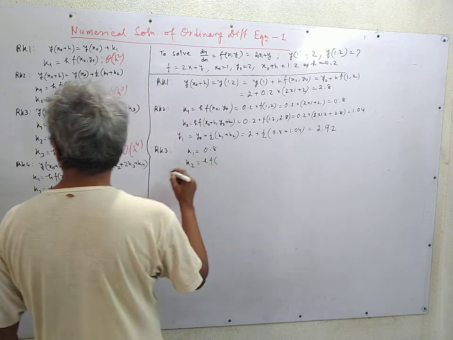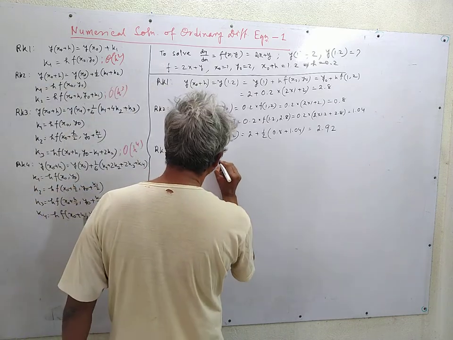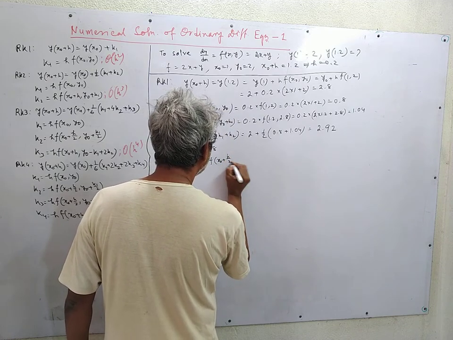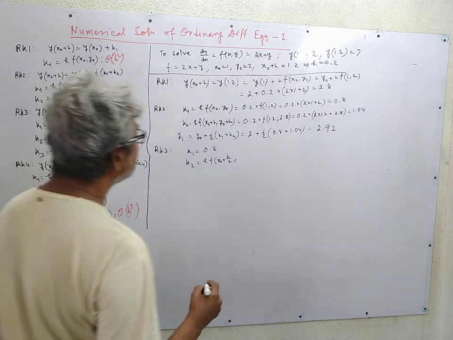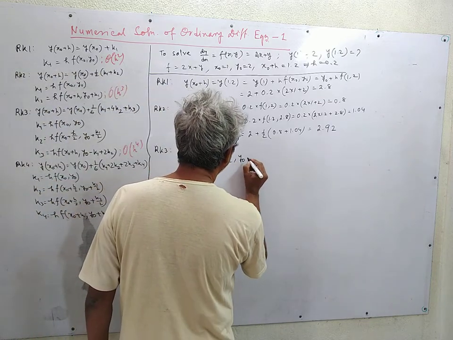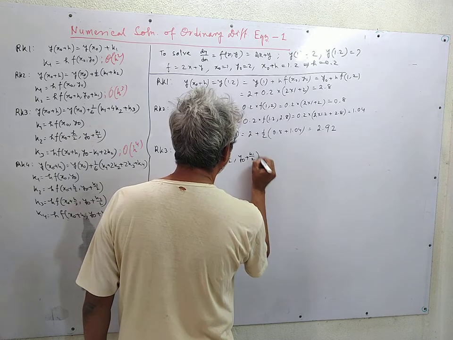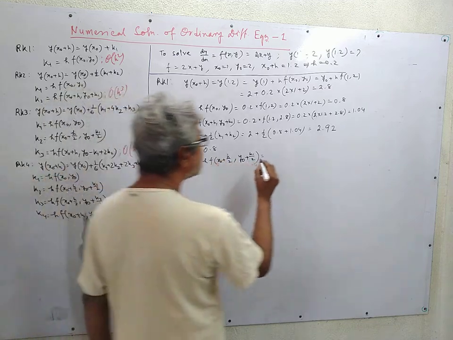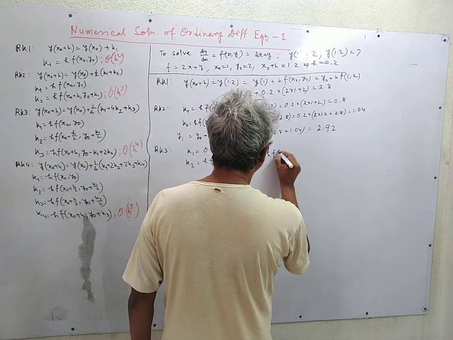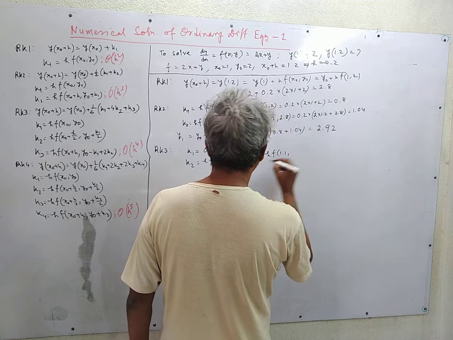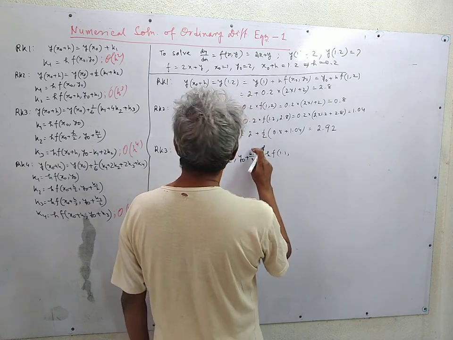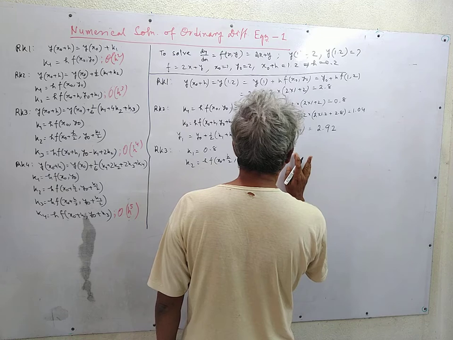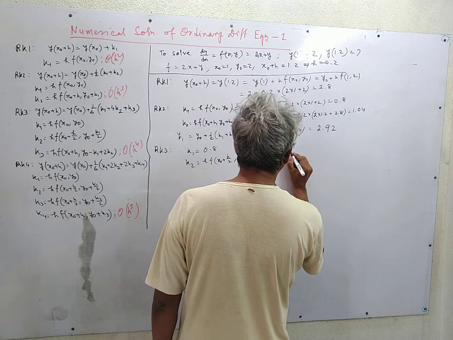For k2 of RK3: h f of x0 plus h by 2, y0 plus k1 by 2. Here x0 is 1 and h is 0.1, so this is h into f of 1.1. K1 is 0.8, so y0 plus k1 by 2 is 2.4.